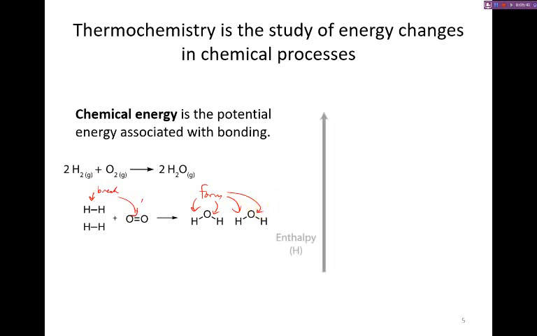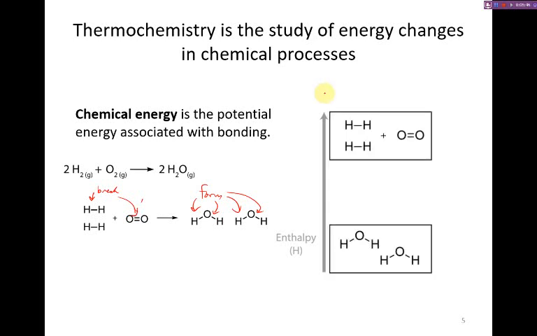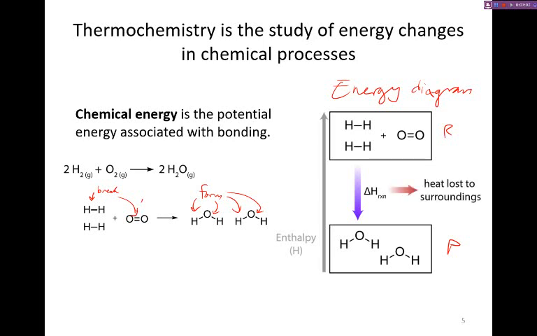If we were to look at this in terms of an energy diagram, one way to depict that is showing our reactants and our products. And in this case, because it's an exothermic reaction and the heat's lost to the surroundings, we would indicate off to the side of that reaction what that enthalpy is.